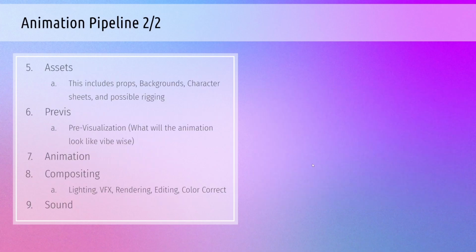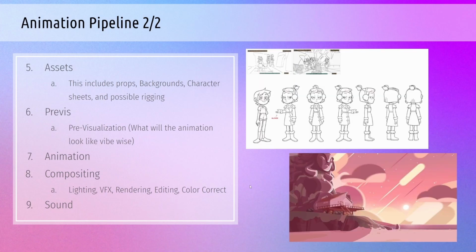But after that, once we've got most things set in place, we need assets. So this includes props, backgrounds, character sheets, and sometimes possibly rigging if it's a puppet animation. So we have a character sheet here from Amity from The Owl House, and this is just to keep everything consistent. Now we know how tall she is compared to Luz. We know her proportions, her shoulders are here.